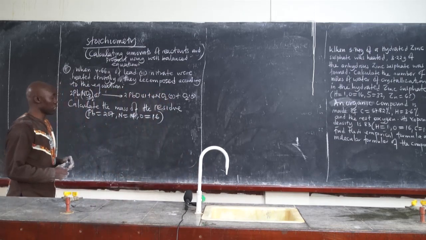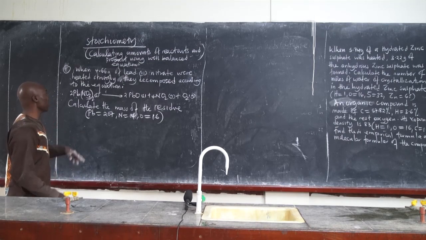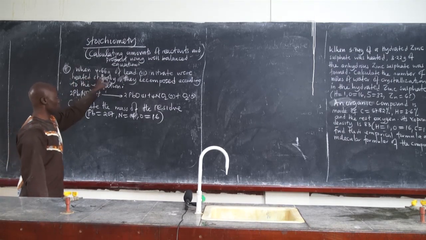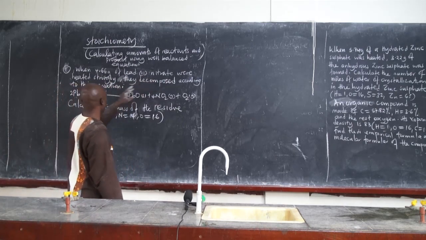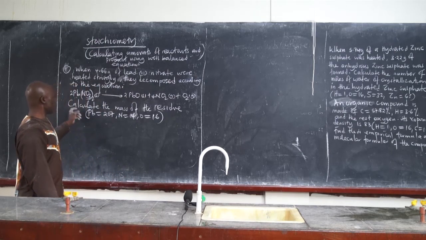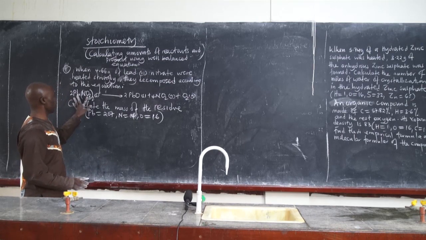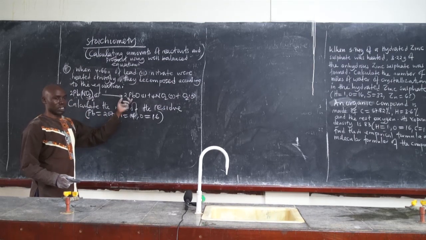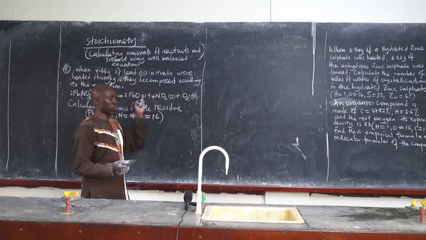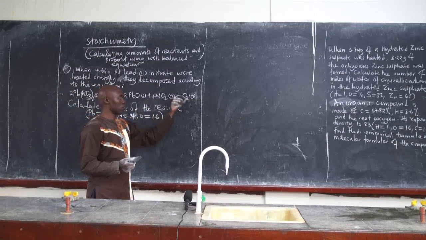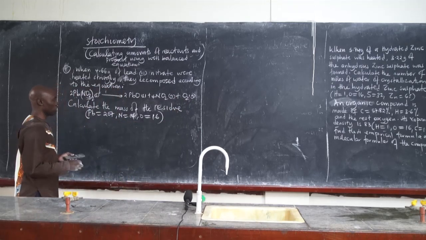Let's read the question together. You can try it, pause the video, feel free to try it, then continue the video. When 4.66 grams of lead II nitrate were heated strongly, they decomposed according to the equation. Calculate the mass of the residue. Now, whenever you heat a solid substance, what remains down in the boiling tube or test tube is called the residue. The gases nitrogen dioxide and oxygen will have escaped. So let's punch in that question.